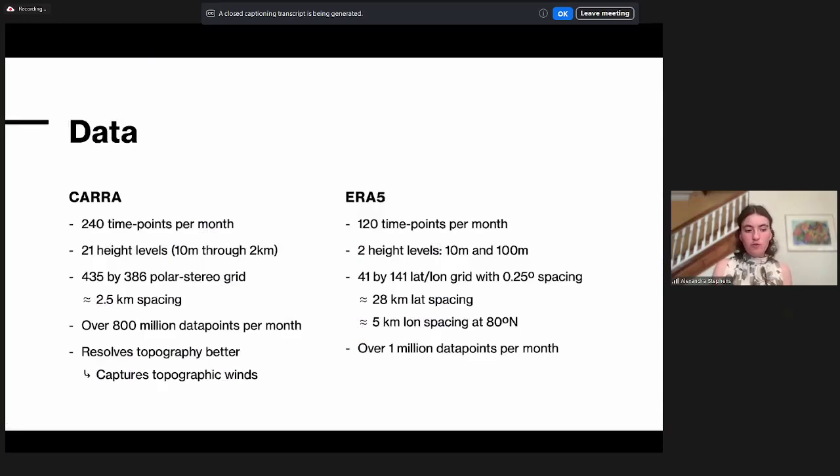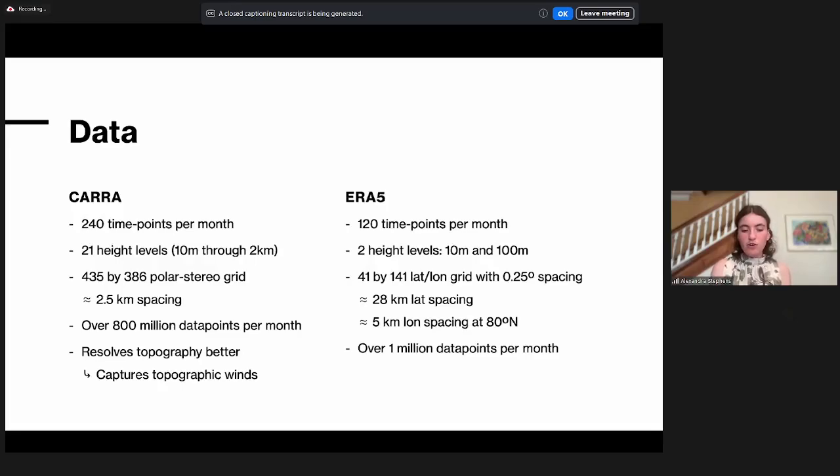For this work, we have used the Copernicus Arctic Regional Reanalysis, also known as CARA. So let's compare this regional reanalysis to the better known global reanalysis product ERA5. CARA has twice the number of time points per month on account of it being 3 hourly, whereas the ERA5 data we were using is 6 hourly. CARA has 21 height levels between 10 meters and 2 kilometers. The ERA5 data we're using only has 2 height levels, 10 meters and 100 meters.